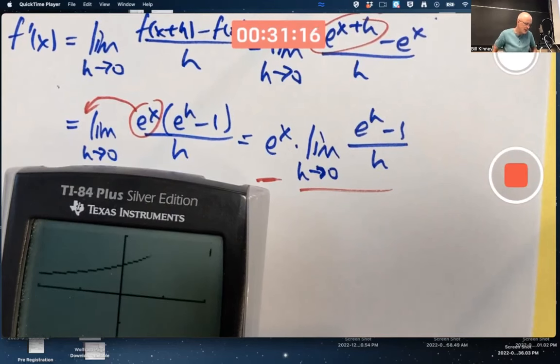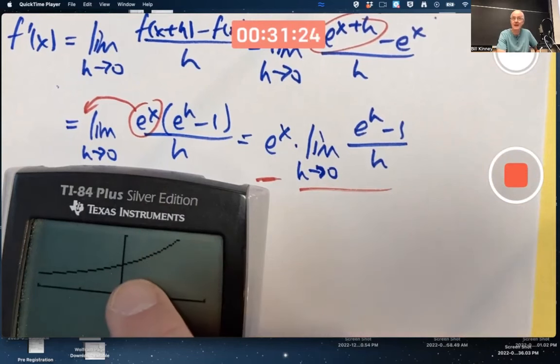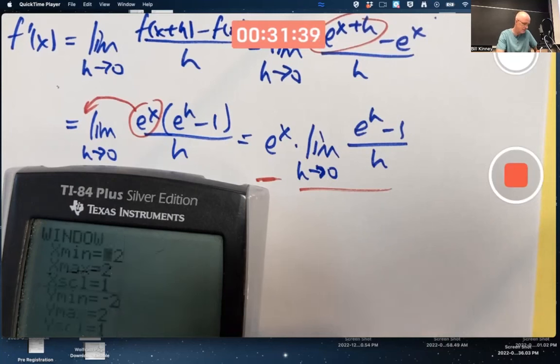Does it have a vertical asymptote at 0? No, it doesn't. Seemingly, it is undefined when h is 0. There would be a removable discontinuity there, a hole in the graph that the calculator doesn't spend time thinking about. It's just connecting dots. Looks like the limit probably exists, and perhaps it equals 1. Let's zoom in closer.